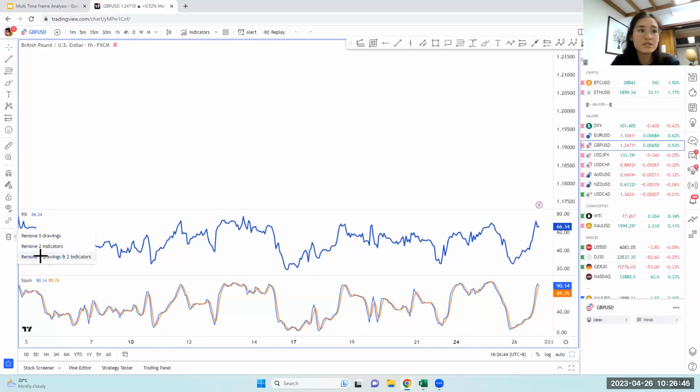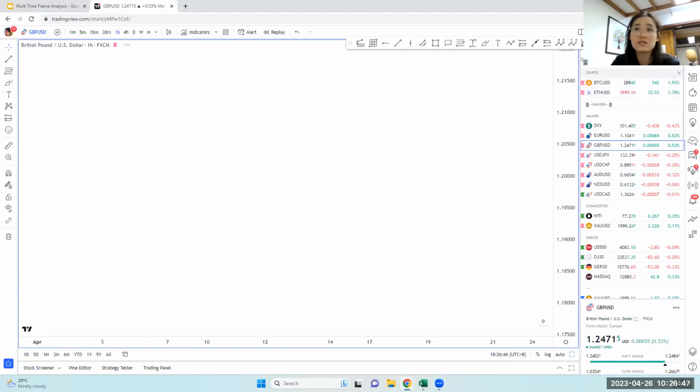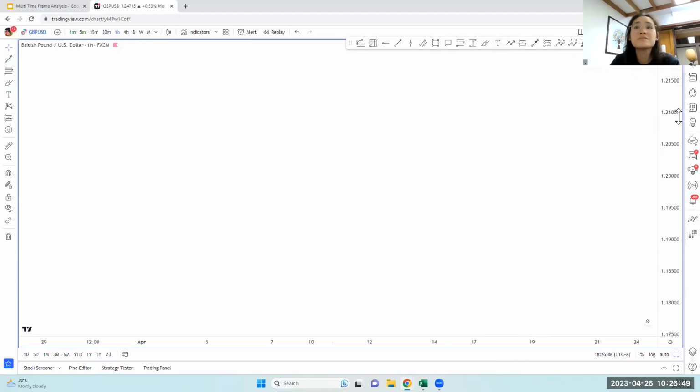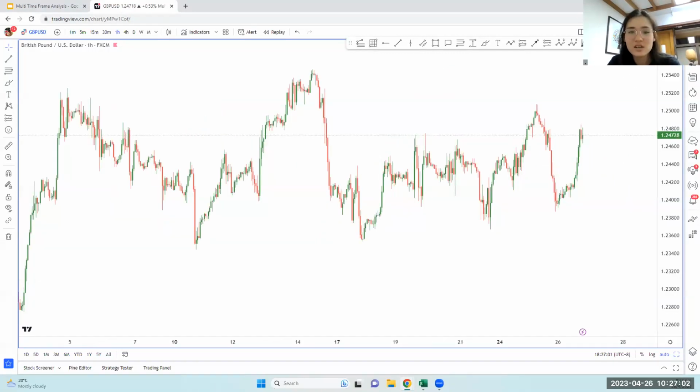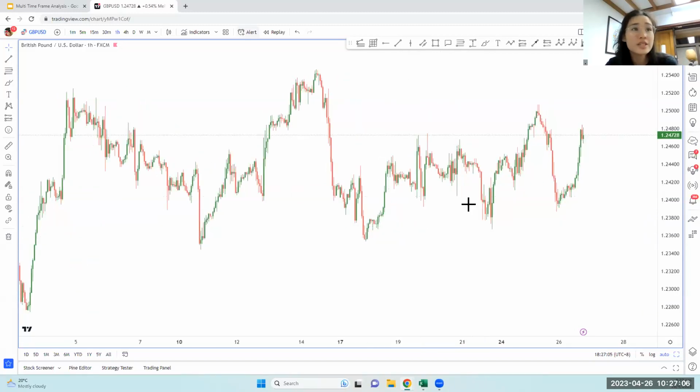So let's go ahead and take a look at pound dollar first. Okay, I hope my image doesn't block the charts, but feel free to let me know if it does, and then I will change it accordingly.